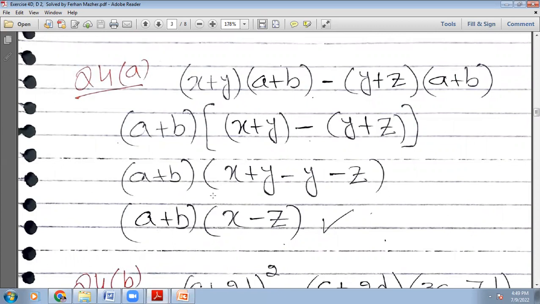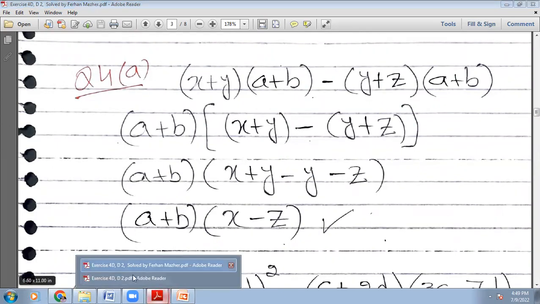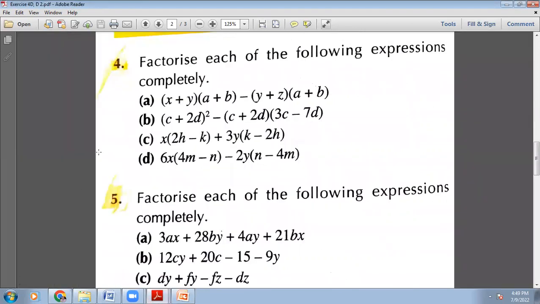Plus y minus y will be cancelled. So you are left with a plus b in one bracket, and in another bracket, you are left with x minus z. Question number 4, its A part is done. Okay, question number 4, B part.